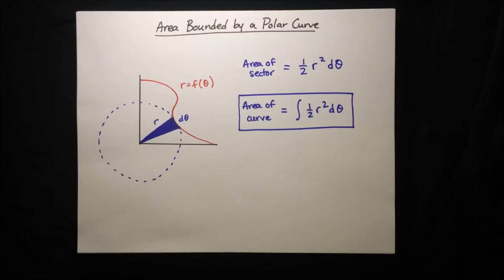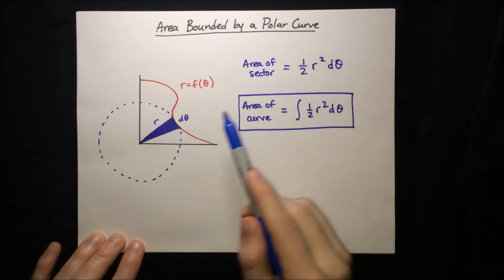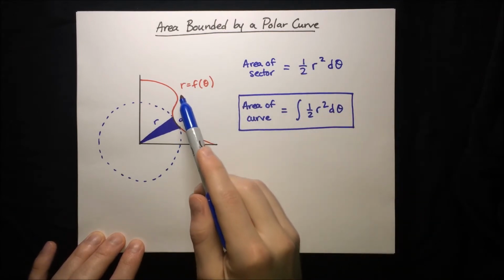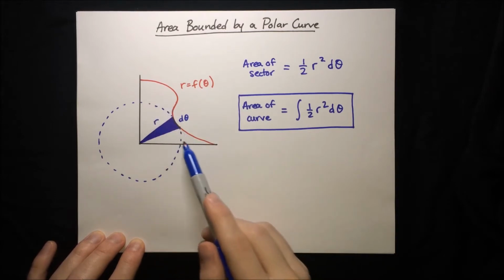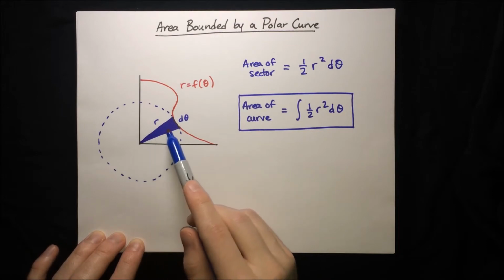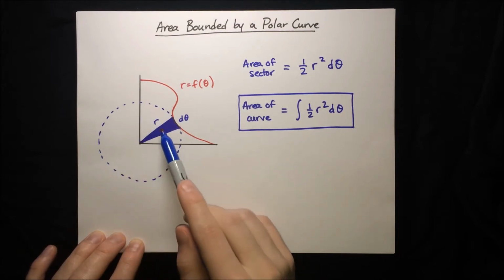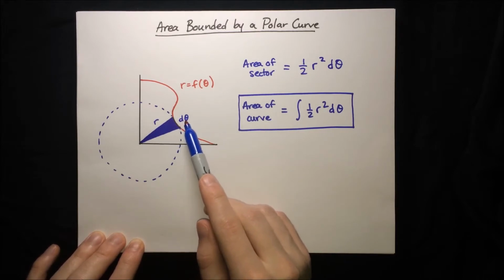In this video, I'm going to show you how to find the area bounded by a polar curve. Remember that a polar curve just gives us the radius r as some function of the angle theta. To find the area under a polar curve, we can think about breaking up the polar curve into a bunch of really small sectors of circles. Each sector will have a radius r and span an infinitesimally small angle d theta.